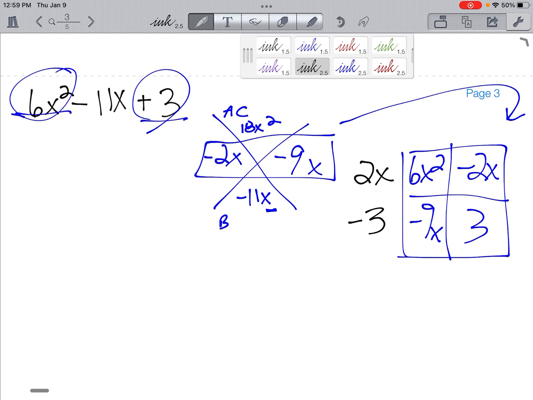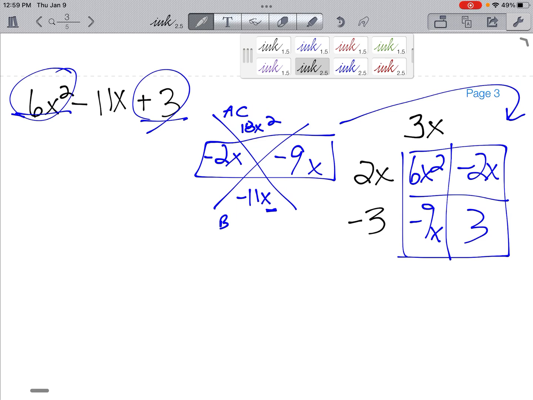And 6 and 9, the greatest common factor there is 3. Again, you can use your calculator if you need to. And then x squared and x, our greatest common factor is an x. So 3x is what we can take out of those. And then you can check it to make sure you're doing it right if you need to. 3x times that 2x from the first row, we get 6x squared. So we know we're doing it correct. 3x times negative 3 does indeed give us negative 9x.